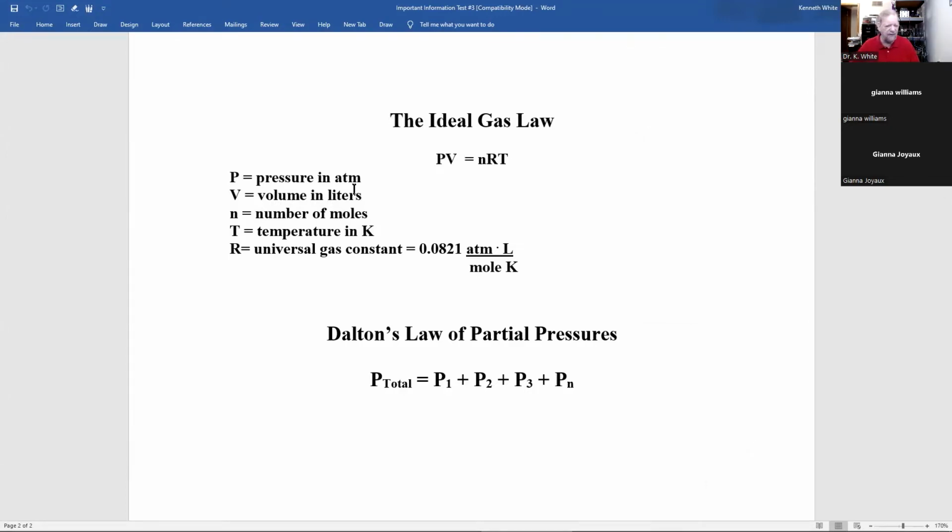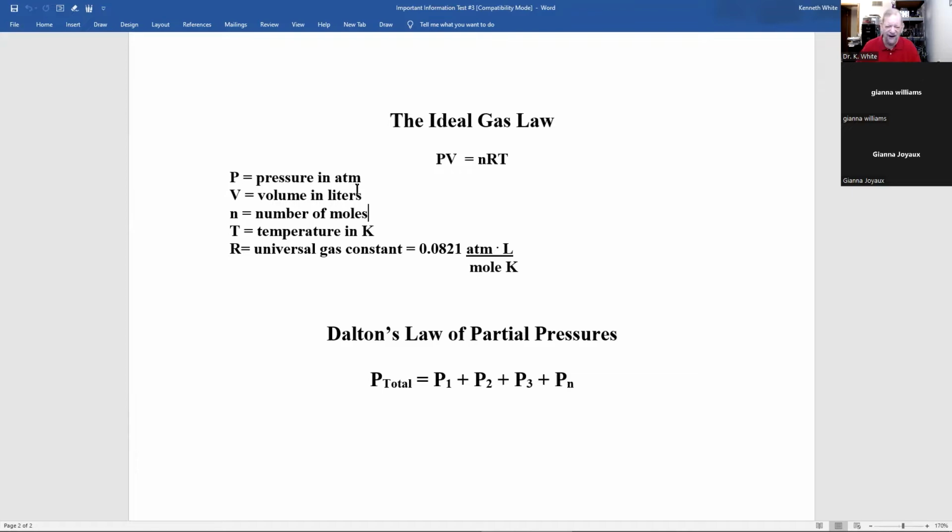N is the number of moles. You'll never see it in moles. You'll be given grams. I'll talk about that in a second. T is temperature in Kelvin. I've never seen a thermometer in Kelvin or any temperature measuring. It's usually in degrees C, and you'll have to convert to Kelvin.